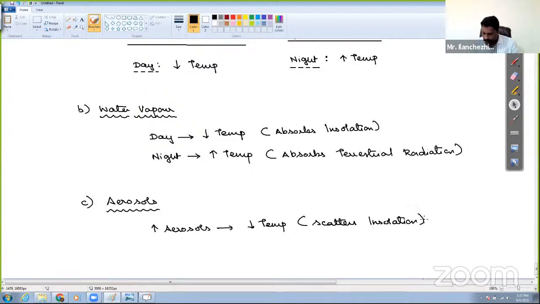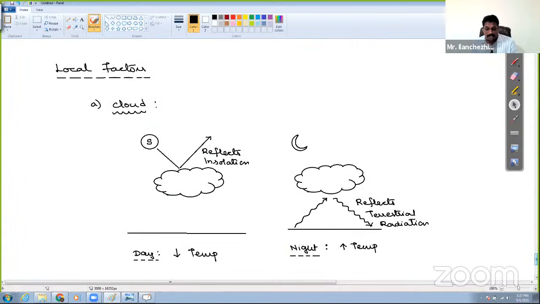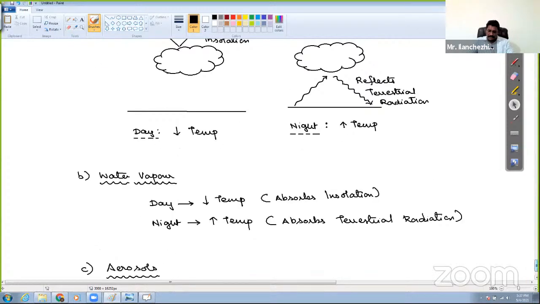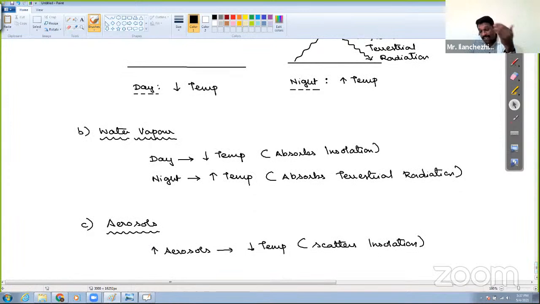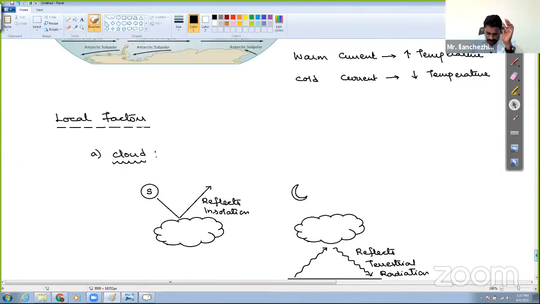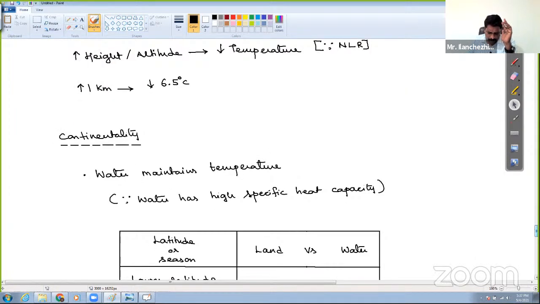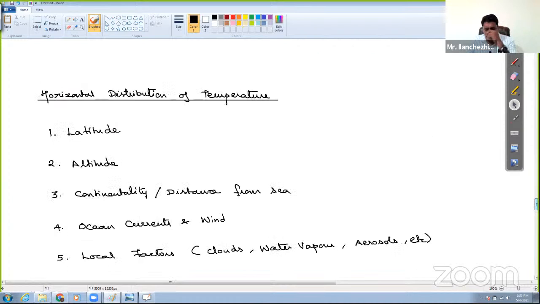So all the local factors that we have taken play a very important role. Cloud has a dual effectivity. Cloud during the daytime will decrease the temperature and during the night time will increase the temperature. Water vapor on the other hand, daytime will decrease the temperature, nighttime will increase the temperature. I told you the reason. So every factor we have seen in detail, my friend, and how temperature varies from place to place.